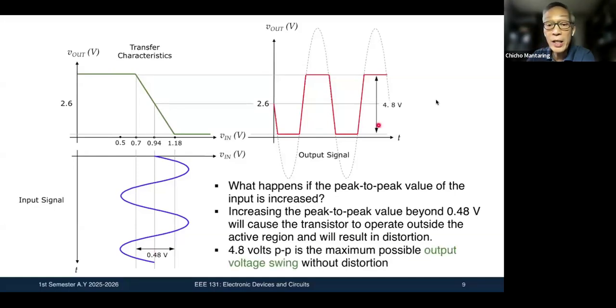By the way, we call this 4.8 volts your maximum possible output voltage swing. If your output voltage tries to become greater than this 4.8 volts peak to peak, then there's already distortion. So take note of the term, output voltage swing.